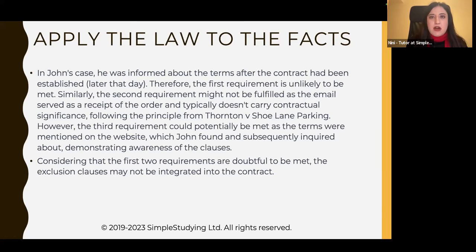However, the third requirement could potentially be met as the terms were mentioned on the website, which John found and inquired about. He was definitely aware of the terms because although it was hard to find, he did find it, and he even called them about it and asked about it. So there is no doubt that he was aware of the terms. Considering that the first 2 requirements are doubtful to be met, the exclusion clauses may not be incorporated into the contract.